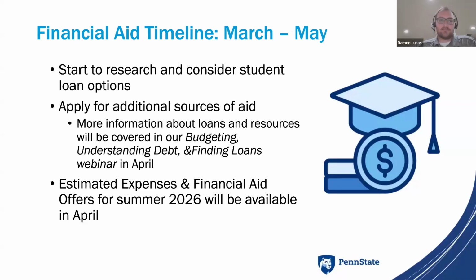Again, estimated expenses and financial aid offers for summer 2026. So if you are a summer 2026 admit, those will be available in April as well. This is just the kind of common things you can be doing now as well.